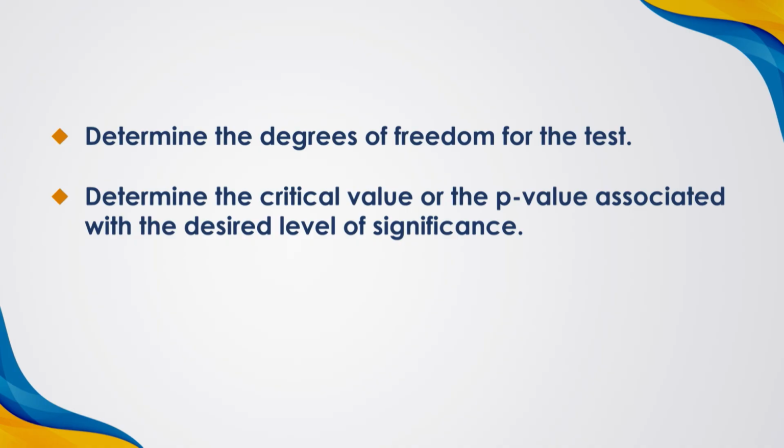Determine the critical value or the p-value associated with the desired level of significance. In further lessons, you will also learn how you can get your critical chi-square value from a table, whereas the p-value is obtained from software. As I mentioned in the previous lessons, when you have a larger data set, where you cannot move with manual calculation, then while calculating through software like SPSS or Python, whatever the software may be, you will get a p-value. With that p-value, you have to make your decision.